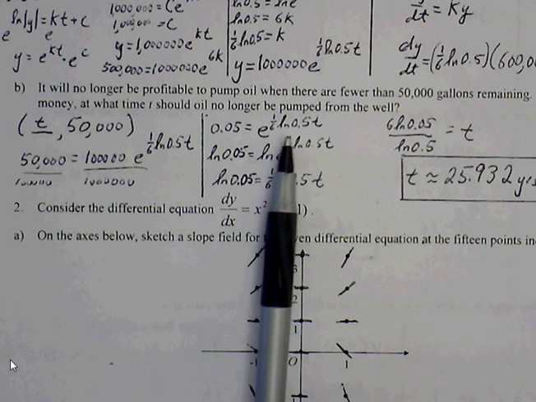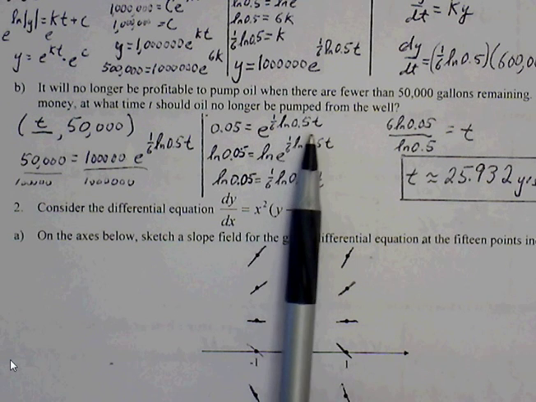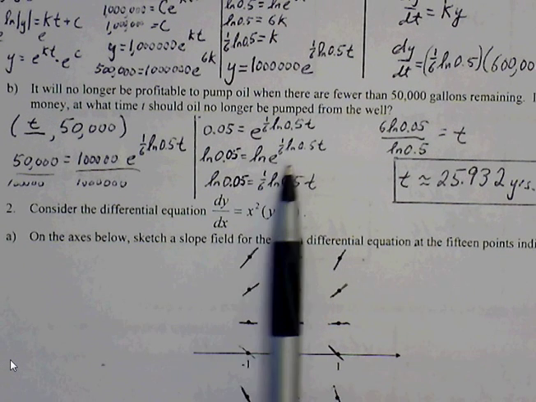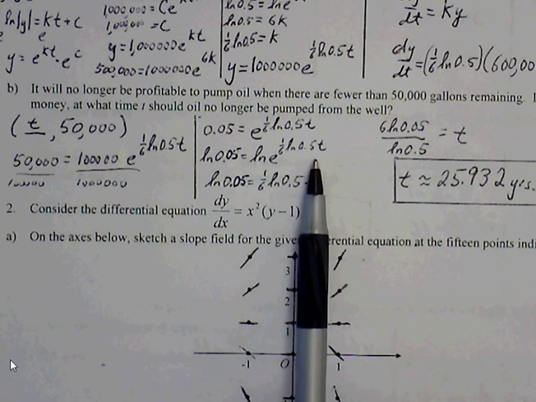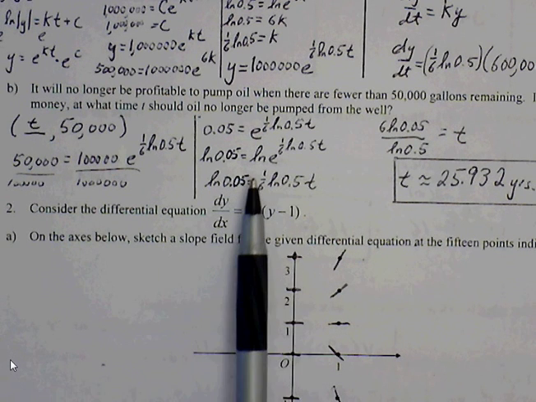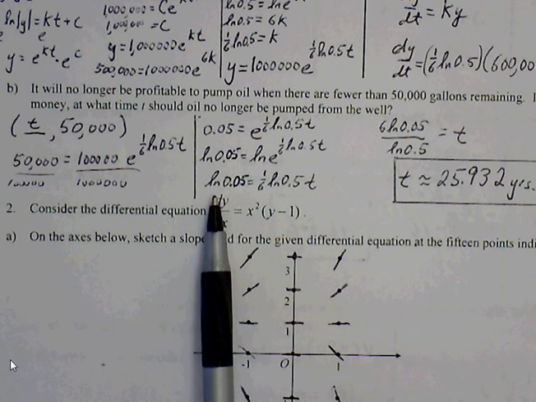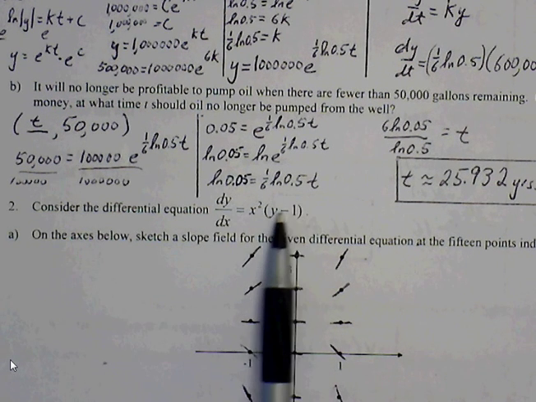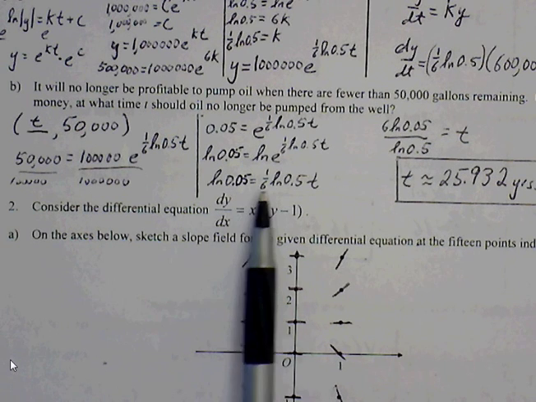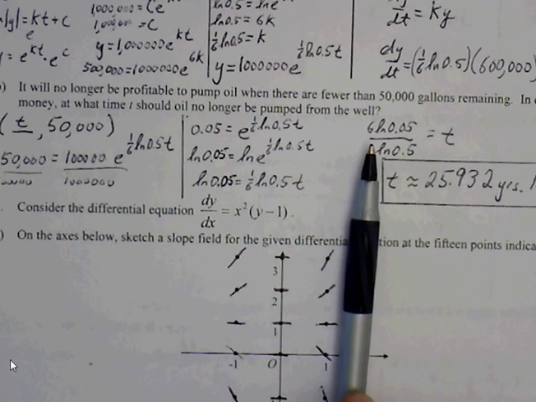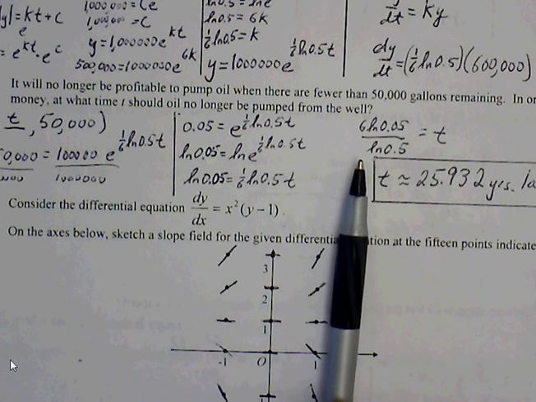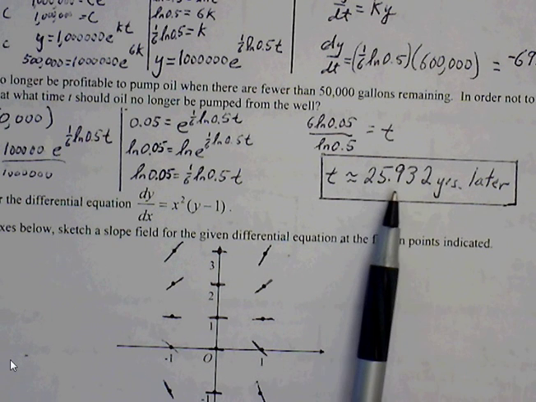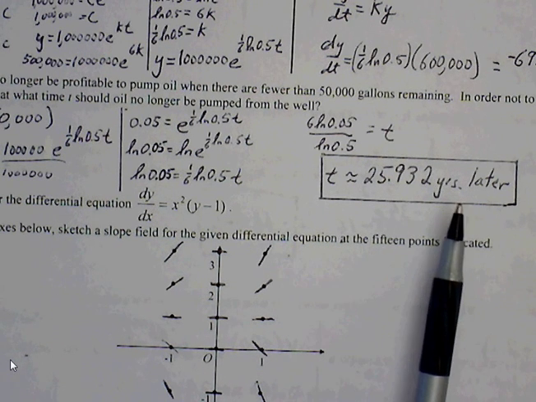We want to bring this exponent down, so we introduce natural log to both sides. Once we do that, this 1/6 natural log of 0.5 t can come down in front. The natural log of e just drops out. So we're just left with this equation. To solve for t, we just divide both sides by 1/6 natural log of 0.5, or that would look like 6 natural log of 0.5 divided by natural log of 0.5. Solve for t, so t is equal to 25.932 years later.